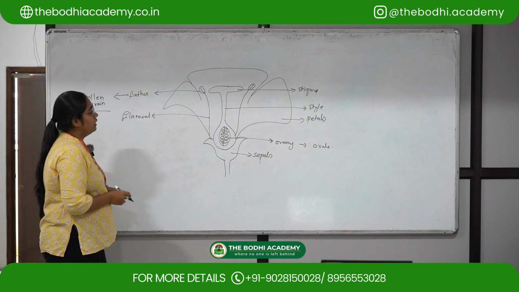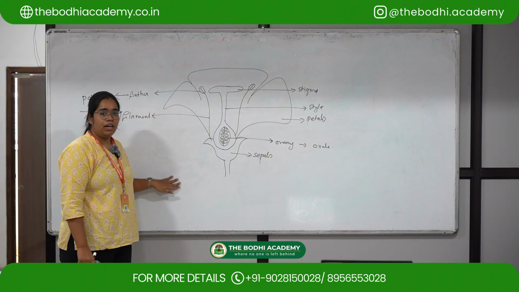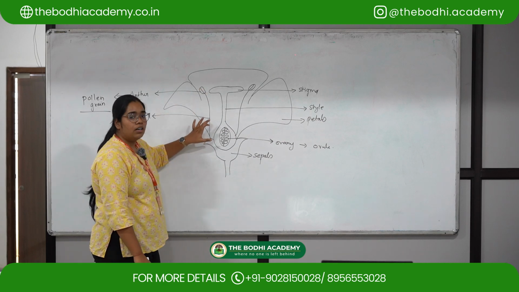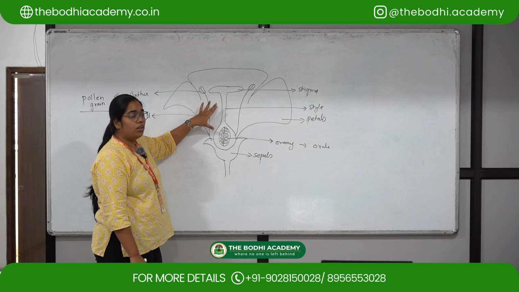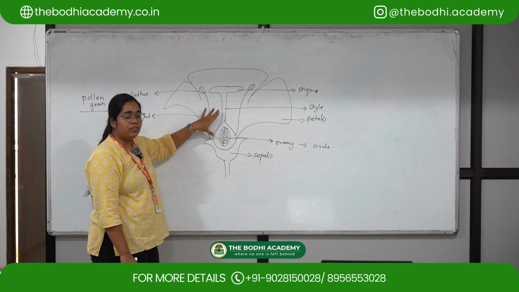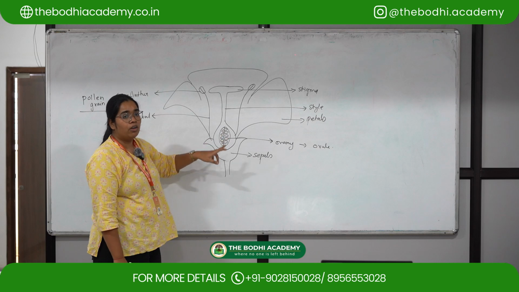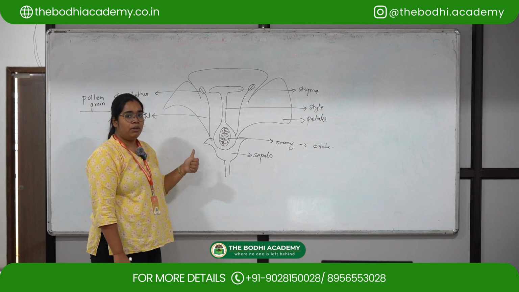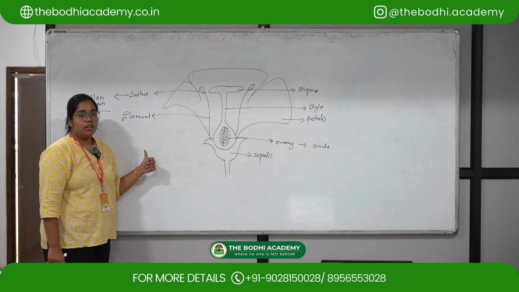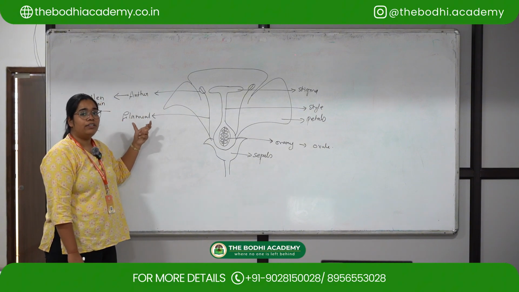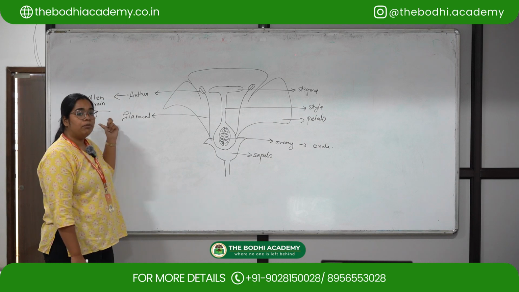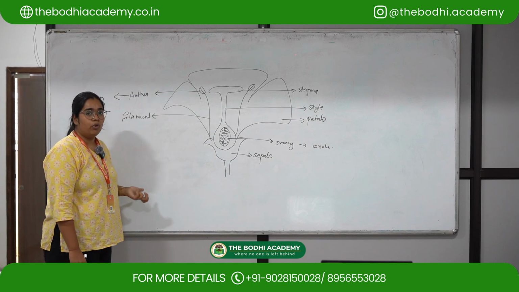So this is the basic structure of a flower: these are the male reproductive parts and this is the female reproductive part. The female reproductive part is the pistil, which consists of stigma, style, ovary, and ovule is the female gamete. The male reproductive part consists of anther and filament, it is called the stamen, and it produces the male gamete called the pollen grain.